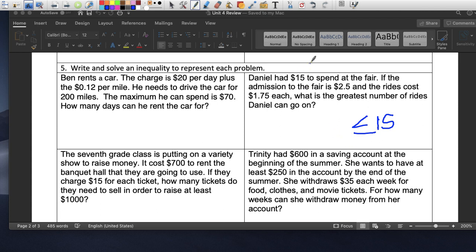So what do we know for sure? Well, he has to pay $2.50 to get in. So plus, how much is each ride? $1.75 per ride. How many rides can you go on?